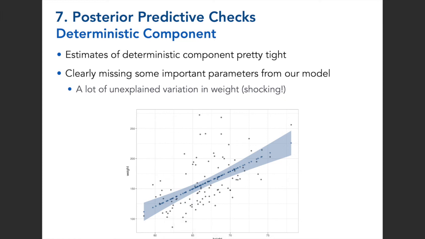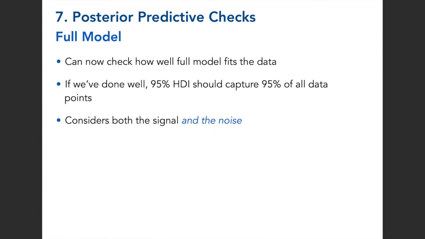So the estimates of our deterministic part of our model look pretty tight, right? So our estimates of the mean weight for people of each height, it's pretty tight. But it's clear that we're missing some key parameters in our model, because look at all this unexplained variation, right? So a lot of unexplained variation in weight exists, which is shocking, I know, right? Okay, so now let's do this a different way. So now we can do it with the full model.